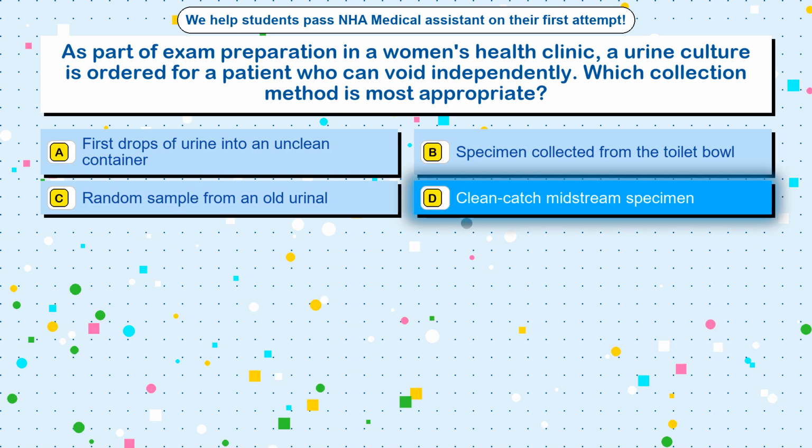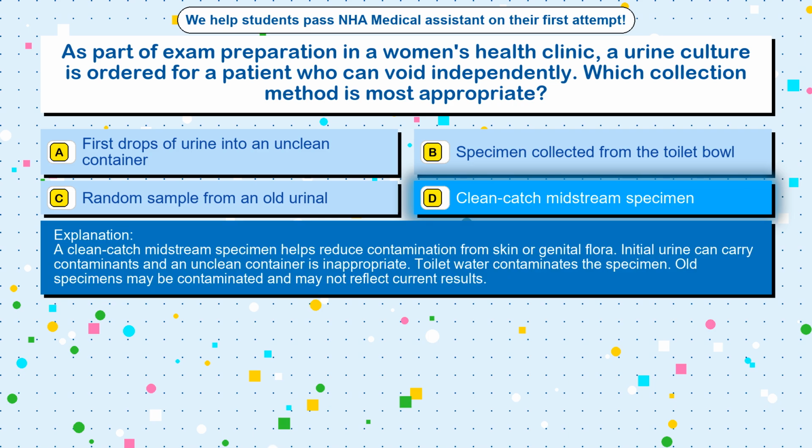The correct answer is option D. Clean catch midstream specimen. A clean catch midstream specimen helps reduce contamination from skin or genital flora. Initial urine can carry contaminants and an unclean container is inappropriate. Toilet water contaminates the specimen. Old specimens may be contaminated and may not reflect current results.